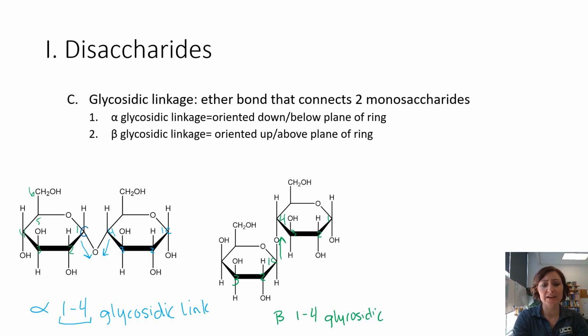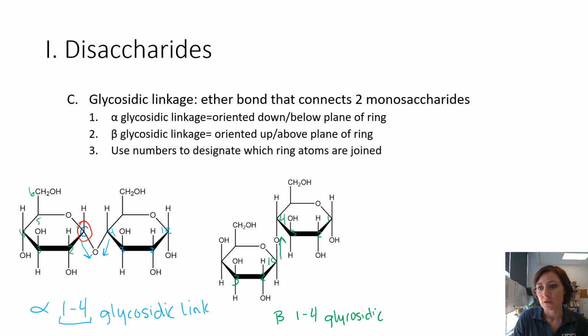So notice that in both of these, the alpha and beta is referring to where the OH was on the original monosaccharide. Was it pointing down? Was it pointing up? We do, as we've already practiced, use numbers to designate which ring atoms are joined.